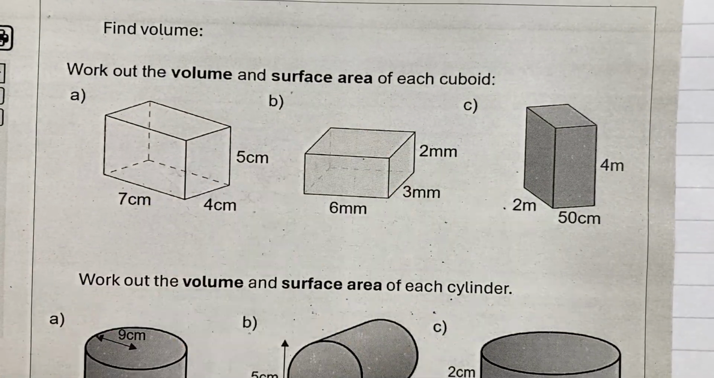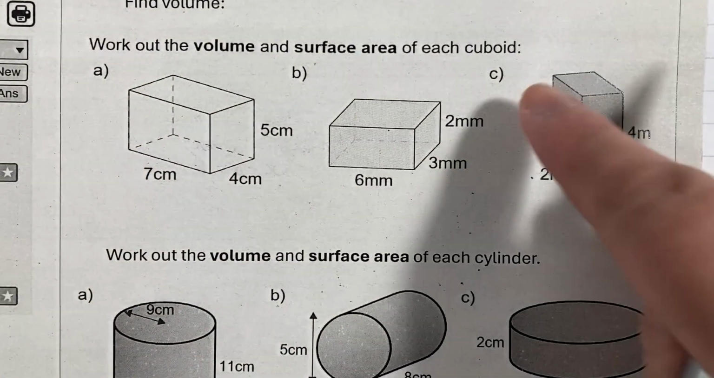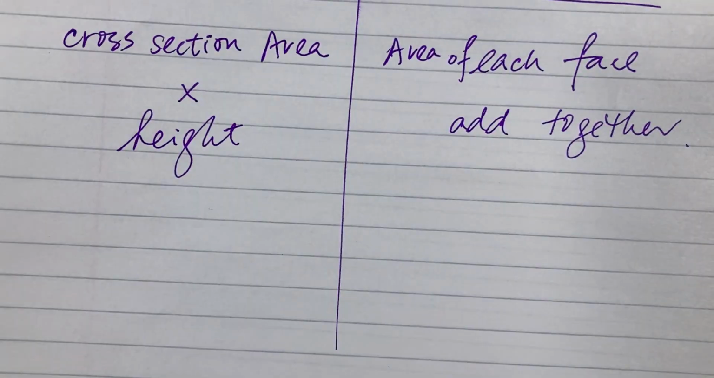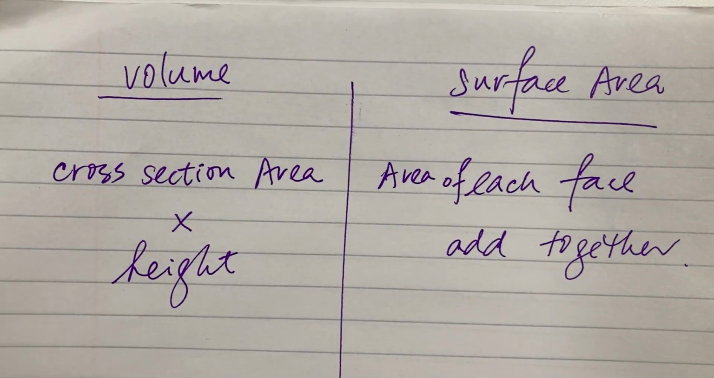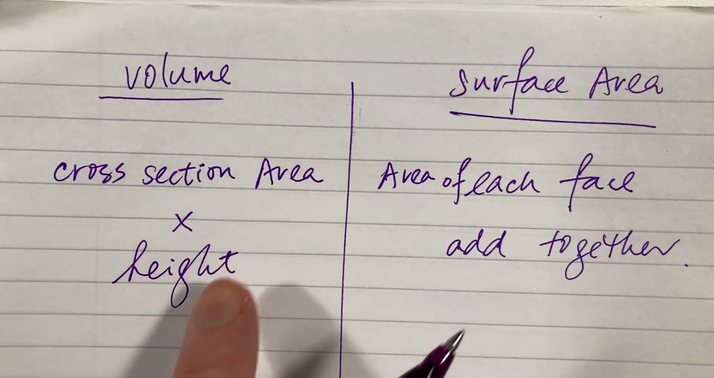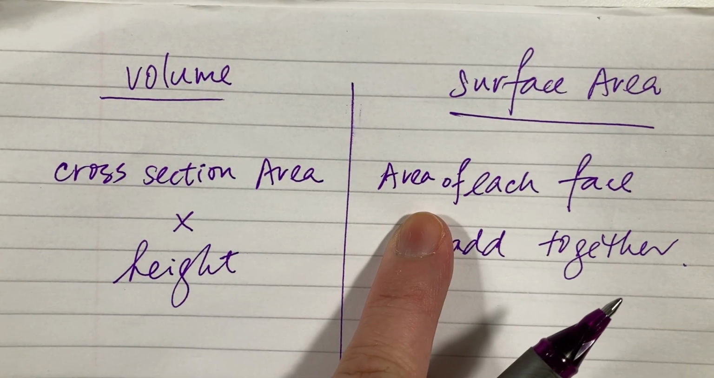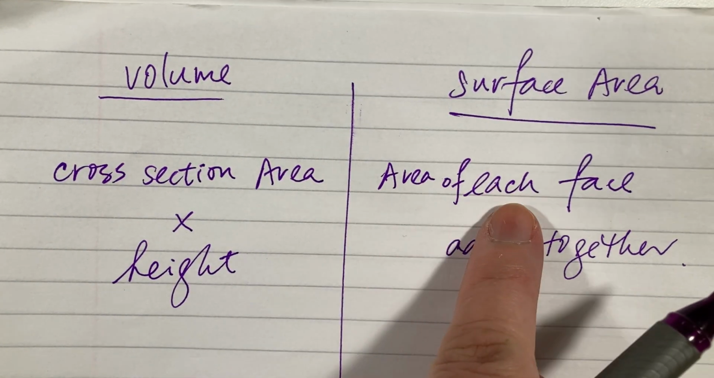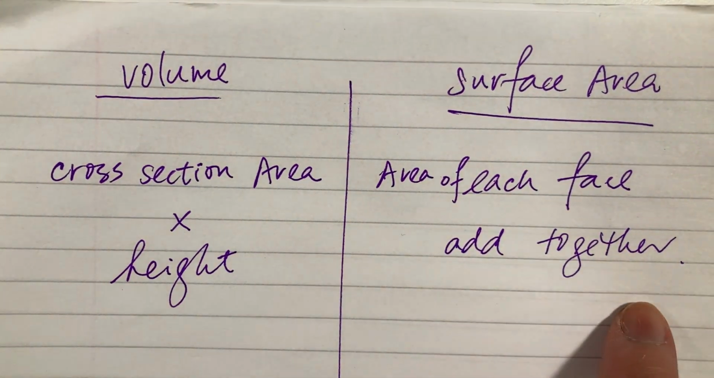The volume and surface area of 3D shapes: cuboid, cylinder, and also more complex 3D shapes. Remember, this volume is the area of the cross sections times height. The surface area is you find out each face and then add all faces together.